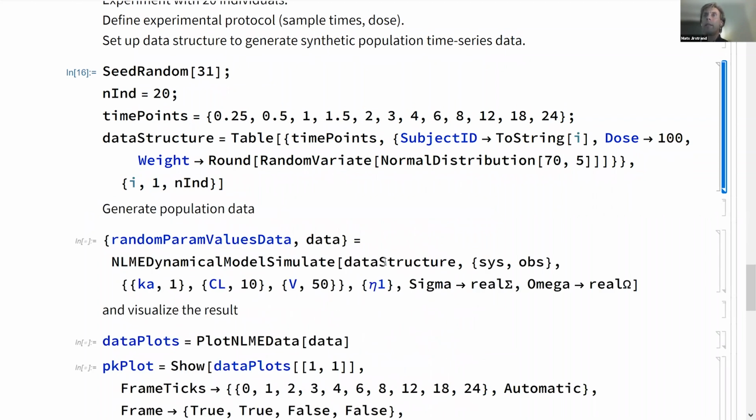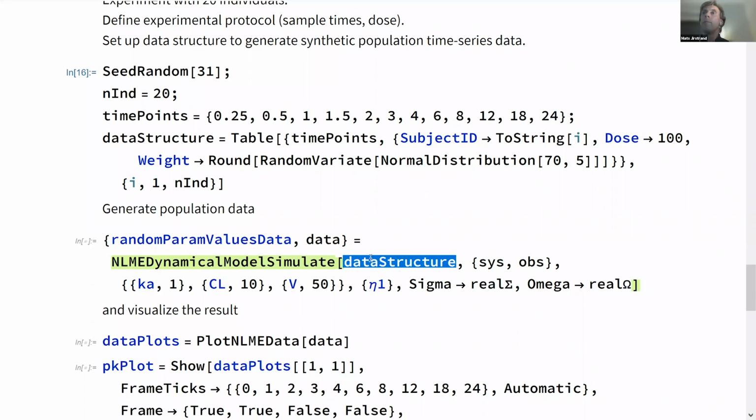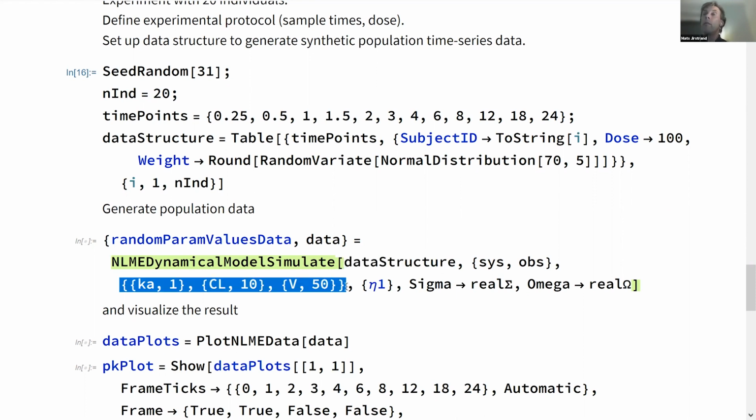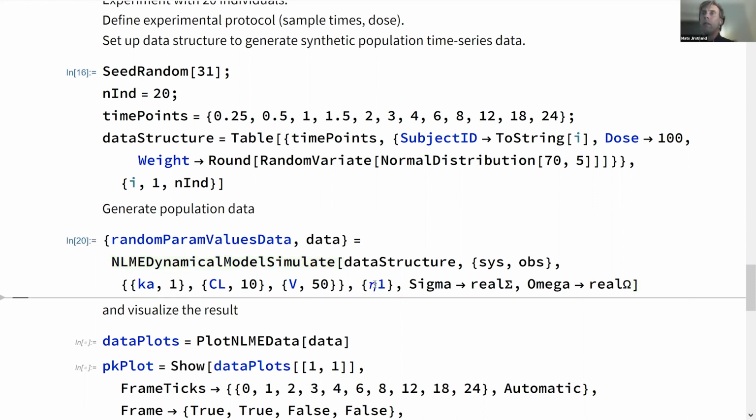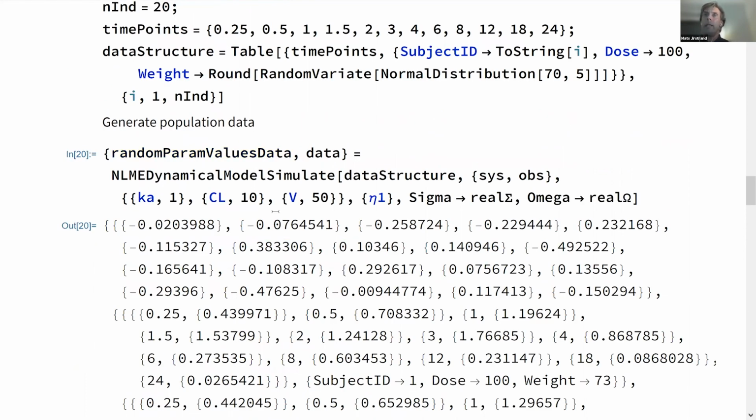But once we have that, this goes into a synthetic data generating function, where we also specify the system and the observation equations. We specify the fixed effects parameters, those that are similar for all subjects, and we have to declare the eta1, or the single random effect in this particular case. And then this function essentially does exactly what we did above. So it's nothing particularly fancy, just generating the synthetic data.